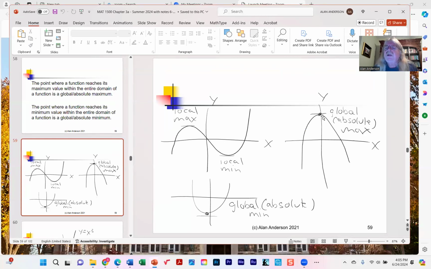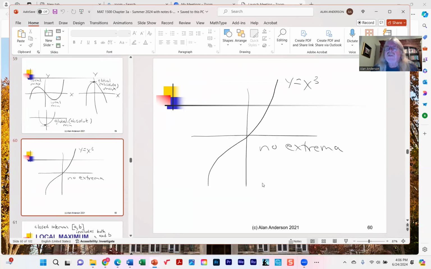The other two, we found that this is the highest point that the function will ever reach. That becomes a global max or maximum. And then down here, this is the smallest, so it becomes the global or absolute minimum. And here's a case where there are no extrema, right? It just rises from negative to positive infinity. And so there are no extrema here.